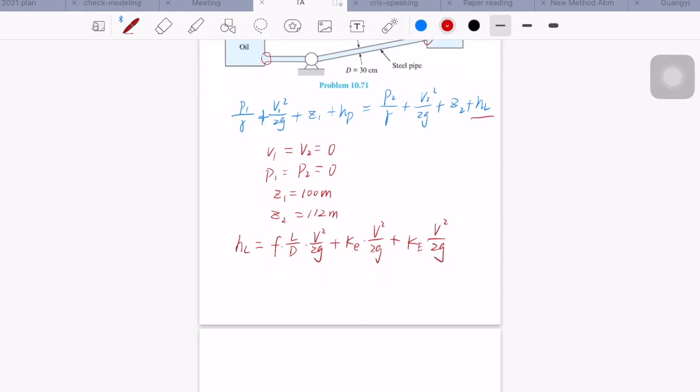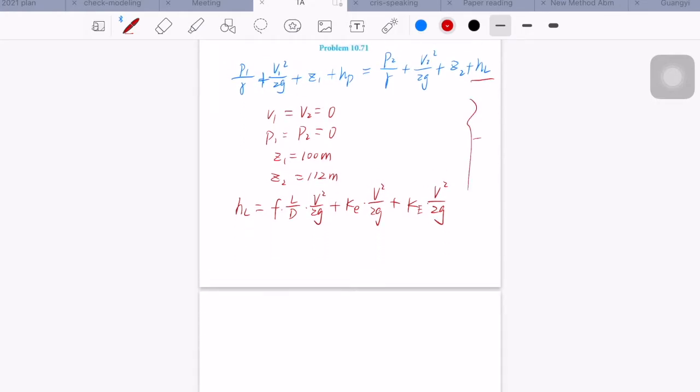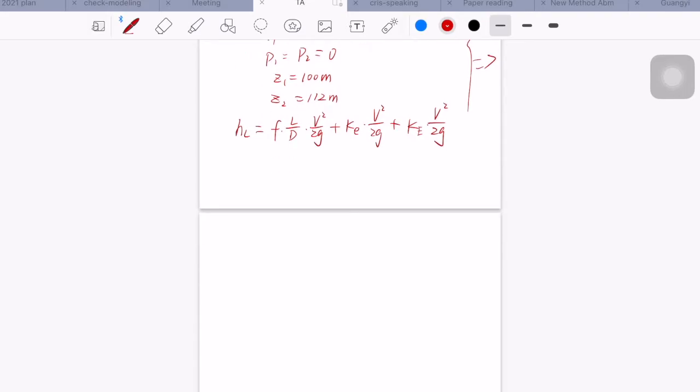So now we can find that HP should be equal to 12 meters plus V squared over 2g times F times L over D plus the lowercase ke plus the uppercase KE.